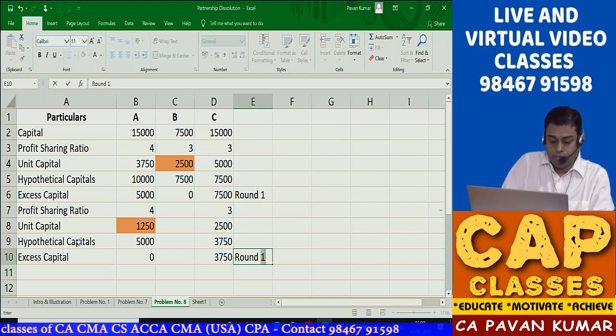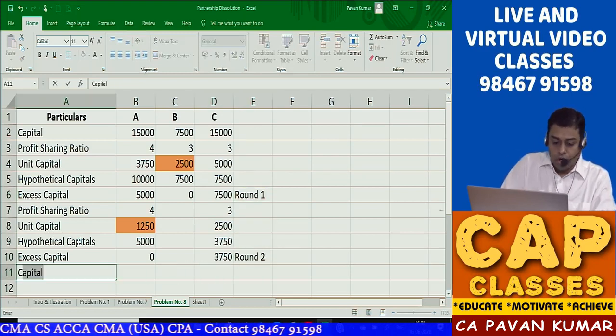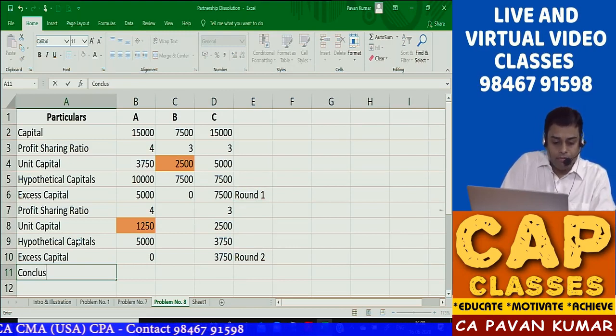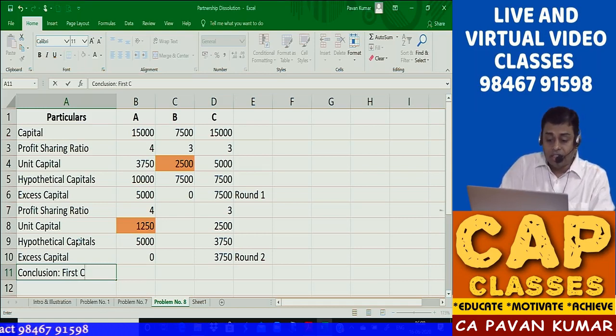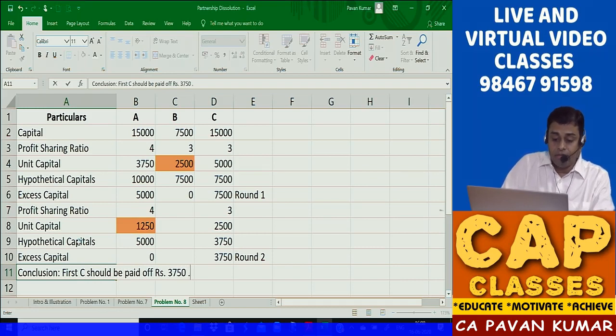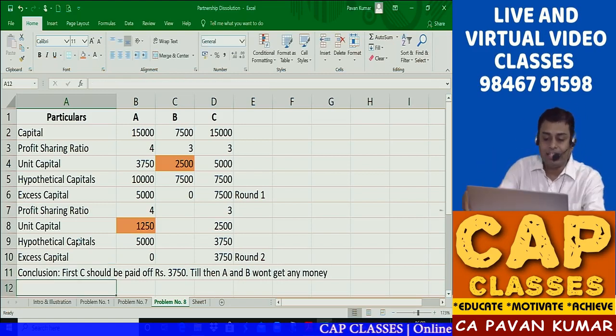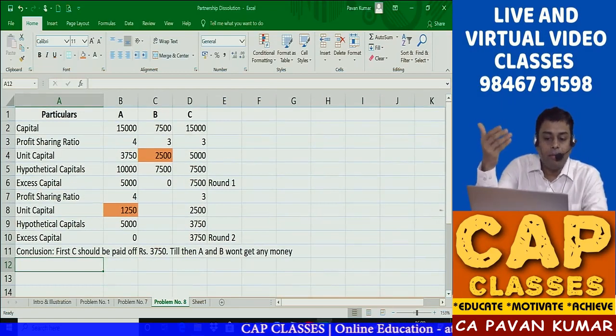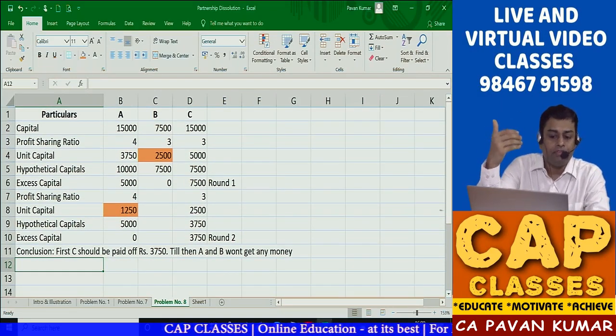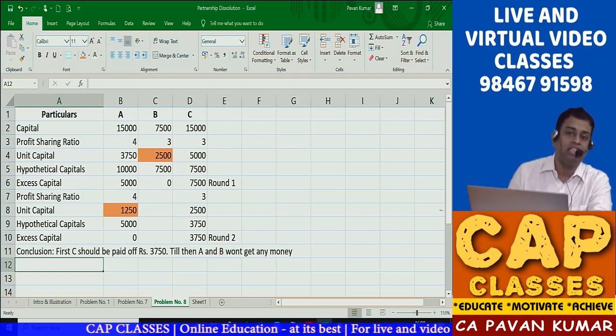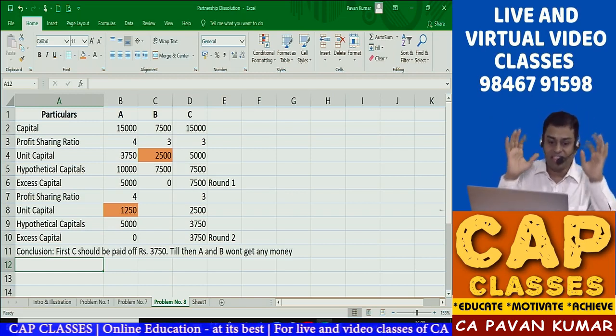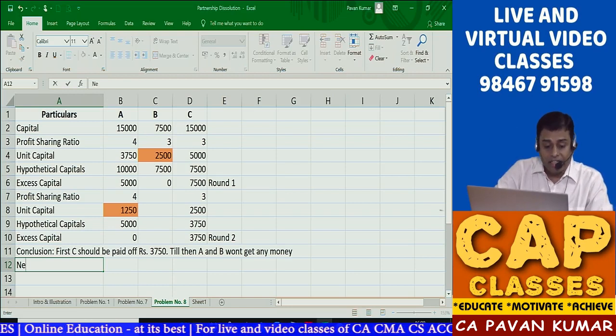This is round 2. So what is the conclusion? Try to understand what we are doing. First, C should be paid off rupees 3,750. Till then, A and B won't get any money. Makes sense? Because I have contributed maximum, I should get 3,750 first. This is justice.